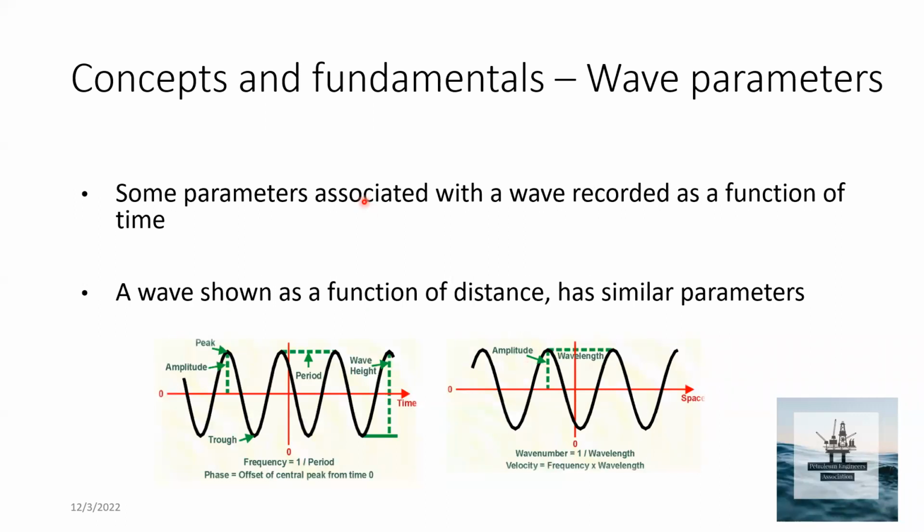The wave parameters. I think most of us studied this in physics in school or high school. So the wave consists of several parameters like the peak and trough, amplitude and period, and wavelength. As most of us know, the peak is the maximum point of the amplitude, and the trough is the minimum point of the amplitude value.